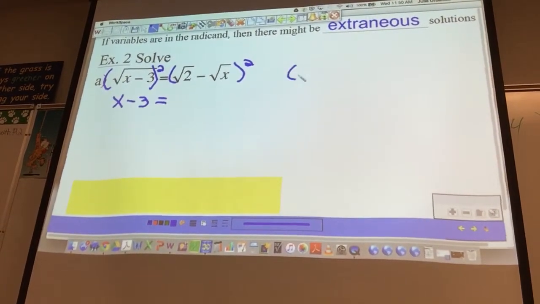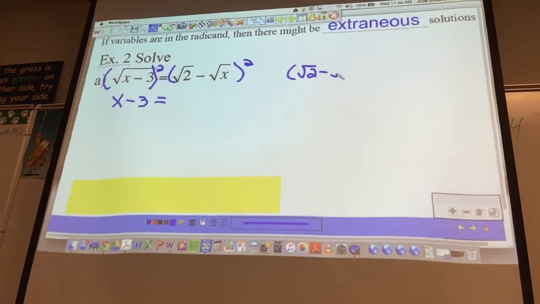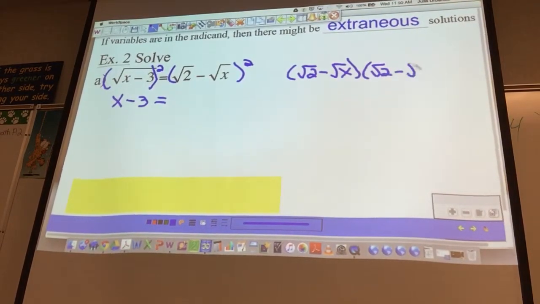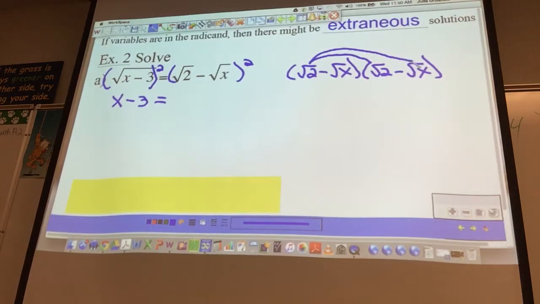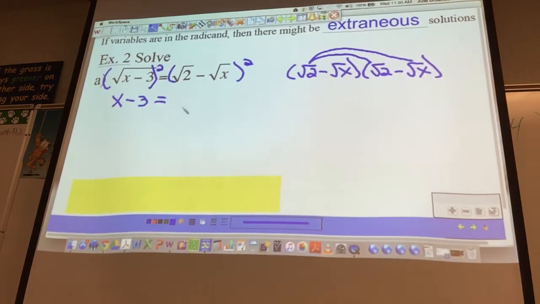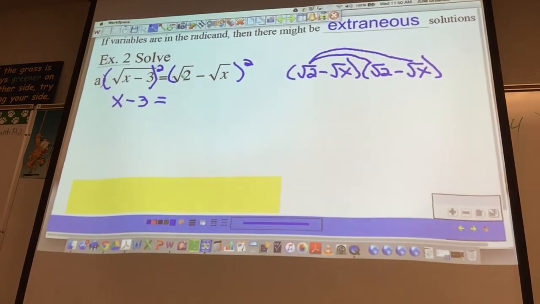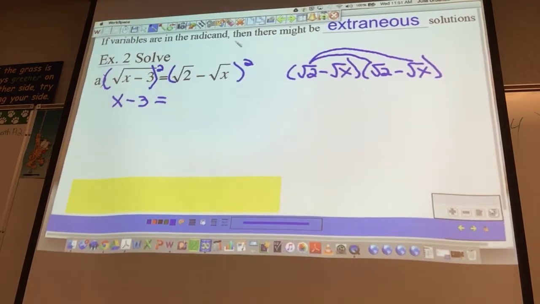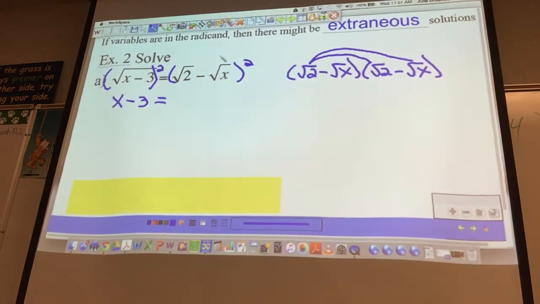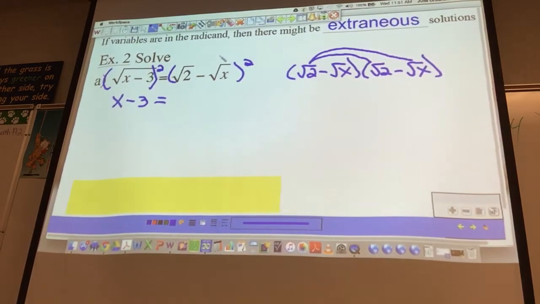I'm going to rewrite it as radical 2 minus radical x times radical 2 minus radical x. So what we're going to do? First, outside, inside, last. Because our goal now is to get rid of the square root sign because we want to deal with the x's. And the opposite of square rooting is squaring. So I'm squaring both sides of the equation so that I can get rid of the radical signs, at least where the x is concerned.